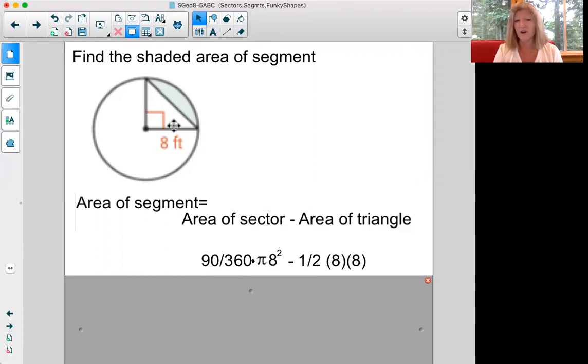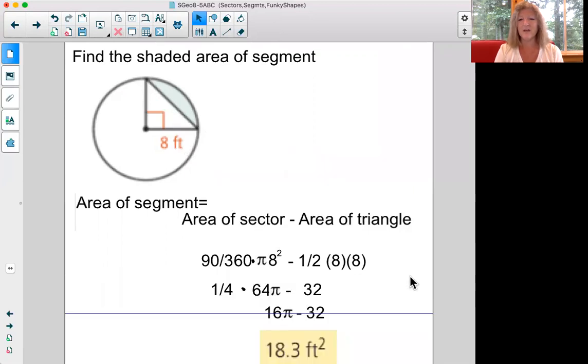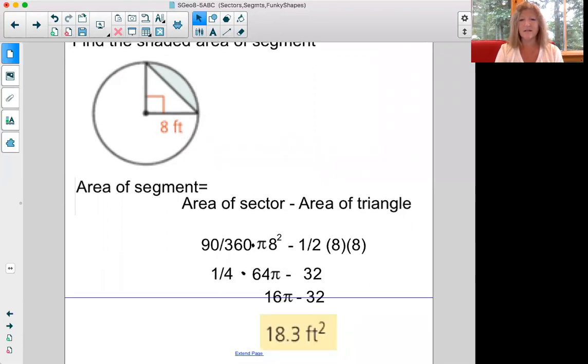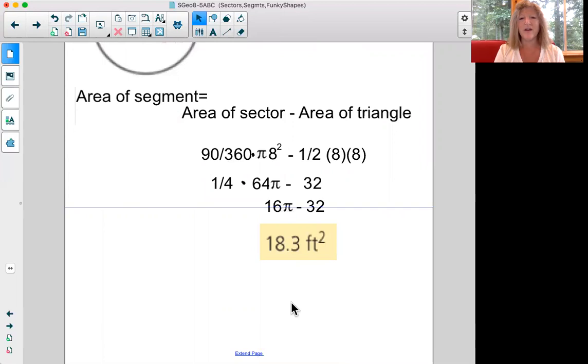Again, we have a right triangle, so we know the base and height are both radii, 8, 8. So we can use half base times height. And then use your calculator to simplify. And you get your area in feet squared.